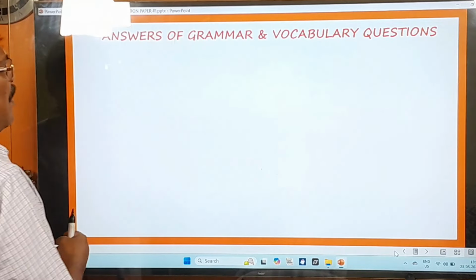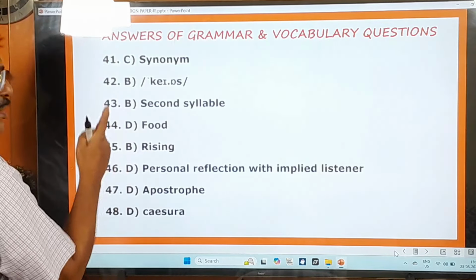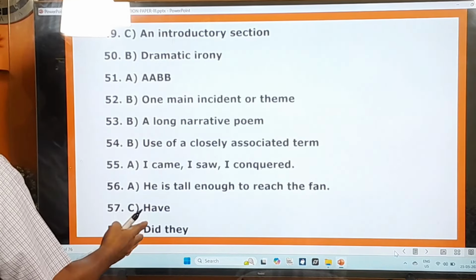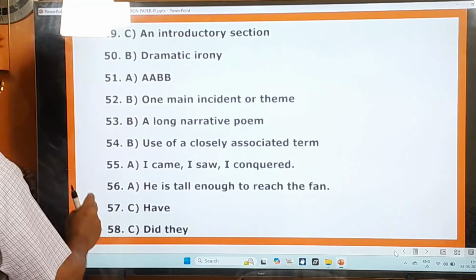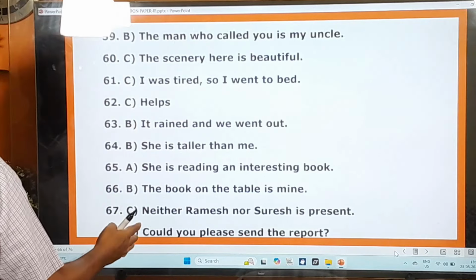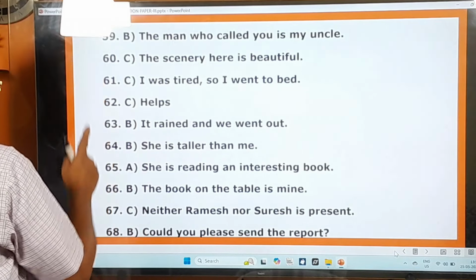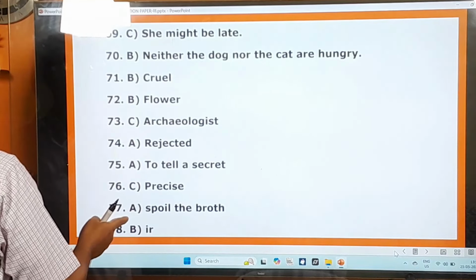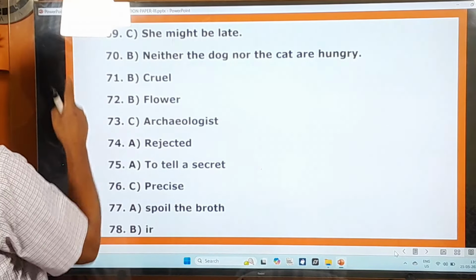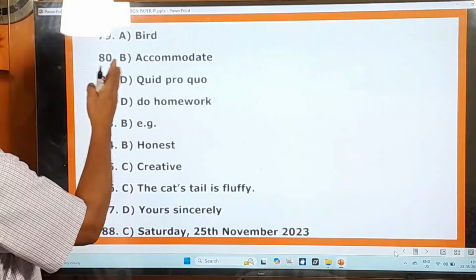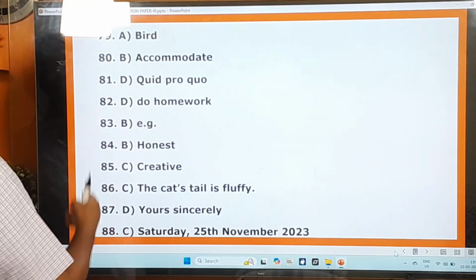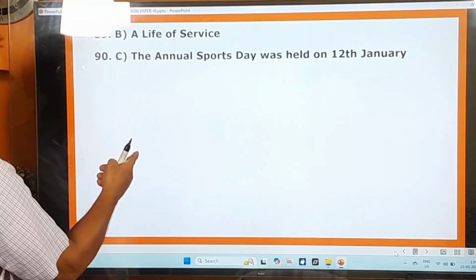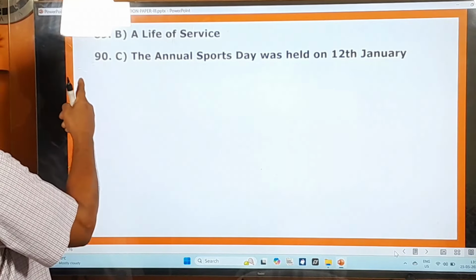Answers of grammar and vocabulary questions. These are the answers for the questions from 41 to 48. These are the answers for the questions from 49 to 58. These are the answers for the questions from 59 to 68. These are the answers for the questions from 69 to 78. These are the answers for the questions from 79 to 88. These are the answers for the questions from 89 to 90.